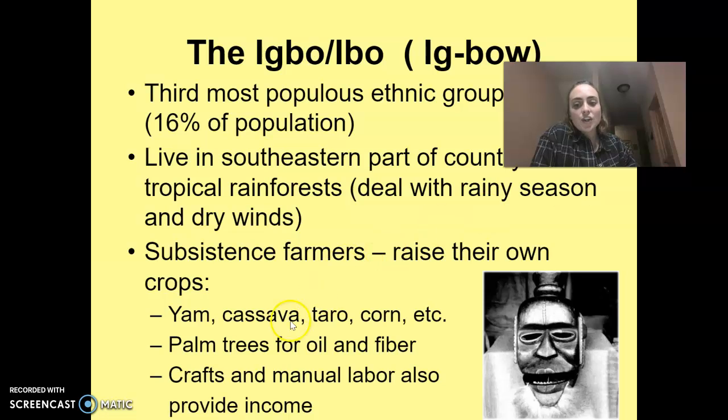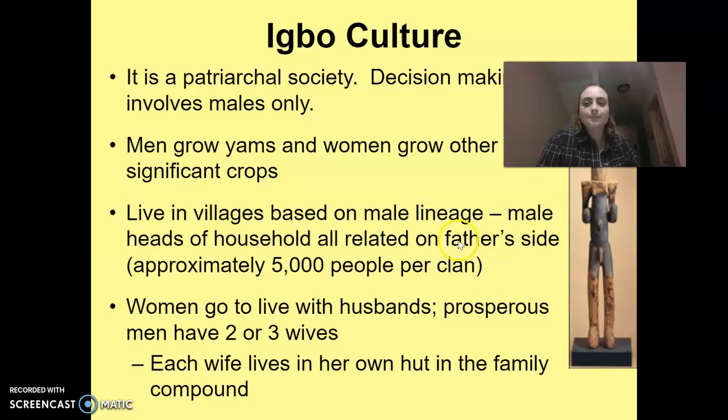And these crops are all very important to the Igbo people, especially yams. Yams are seen as the most important crop. So we're going to be reading a lot about yams. Cassava is a root vegetable similar to a potato or a yam. So these are all things you're going to see in our text.